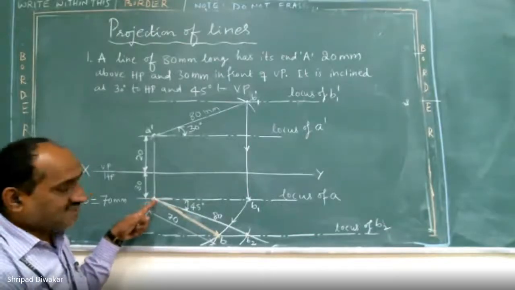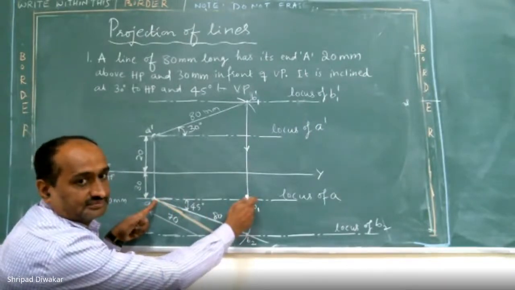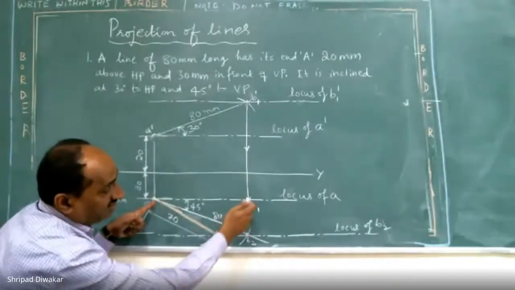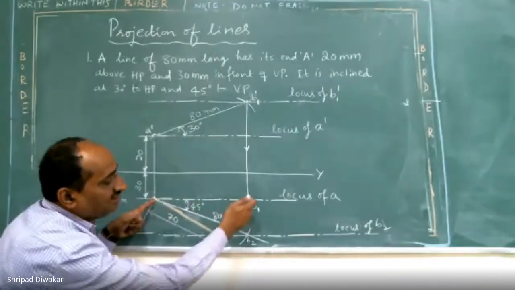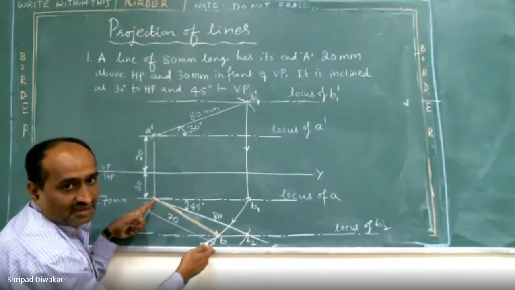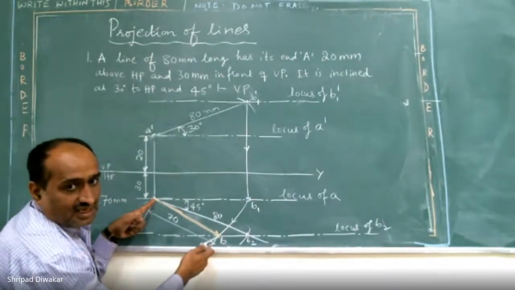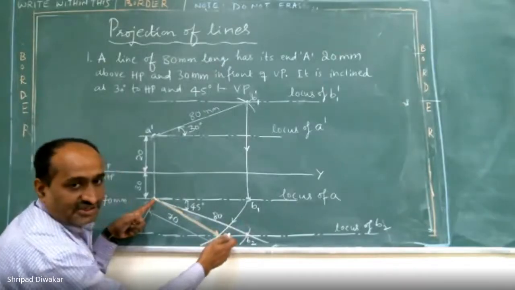Using compass, take A as center, AB1 as radius. From this point only you have to start. Take A as center, AB1 as radius, draw the arc in the forward direction. This arc cuts this locus line at some point, right?